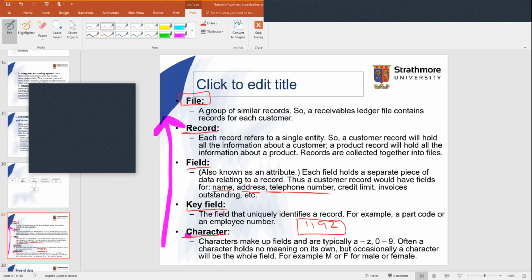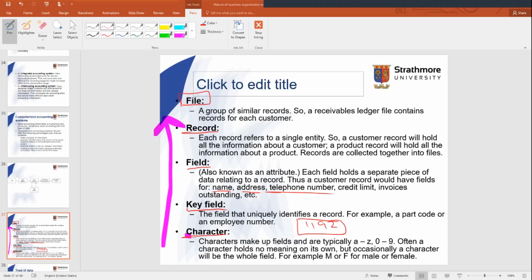Moses. Yes. How are you? Fine. Okay. Can you give an example of a key field other than what I've mentioned? Example of a key field other than what I've mentioned.